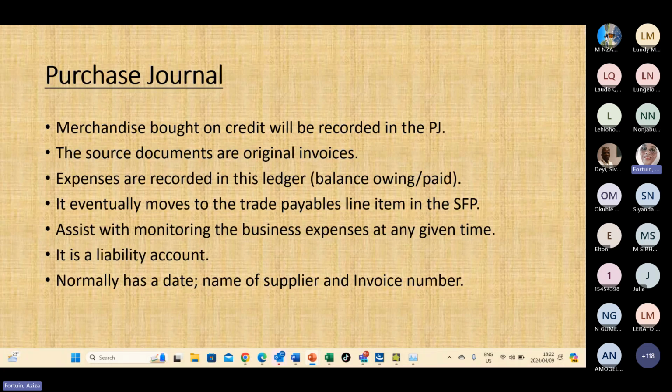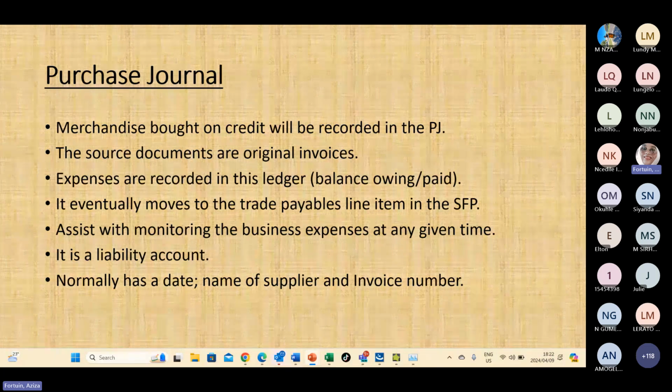Okay, so the purchases journal. Merchandise bought on credit will be recorded in the purchasing journal. Remember, only merchandise bought on credit. If you buy a chair, a desk, or a lawnmower, or a car, it goes into your general journal, though it's on credit. But the purchases journal is only for the business, when you're going to buy stock for the business to sell and resell.